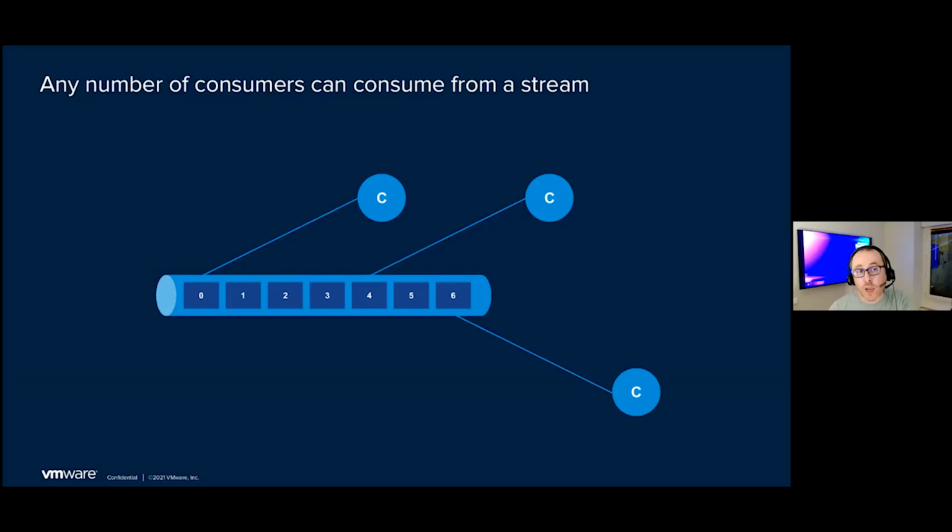And we can have any number of consumers on a stream, so they can all work together and read the same messages, and they don't compete with each other. One consuming application will not steal messages from the other applications. They just read the same thing depending on where they start.